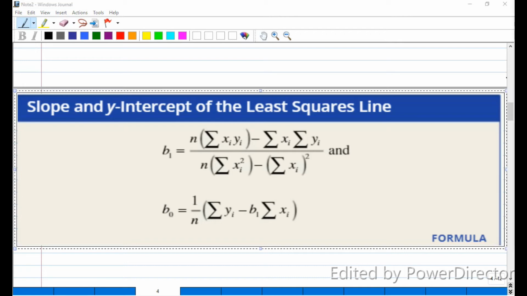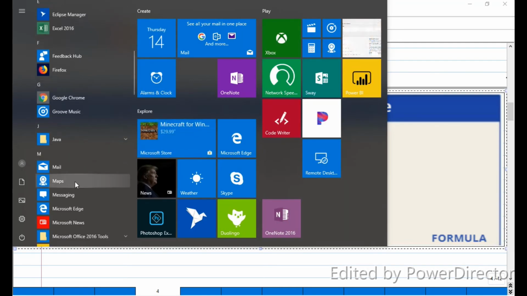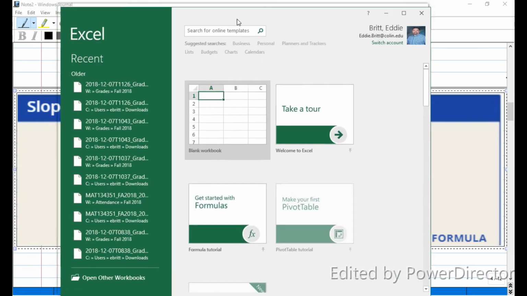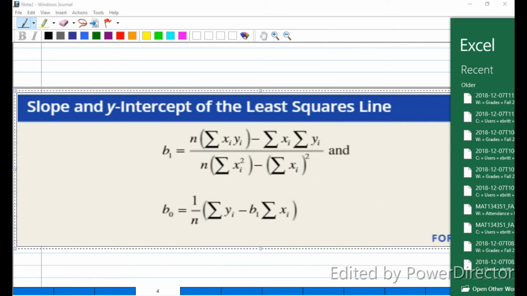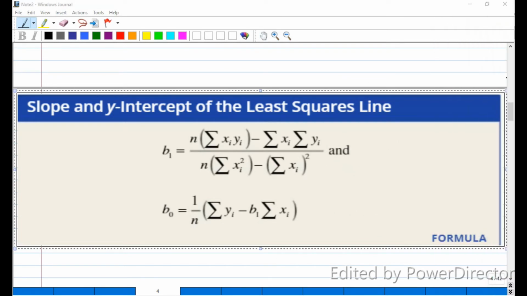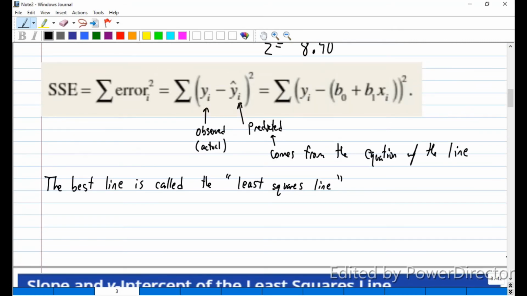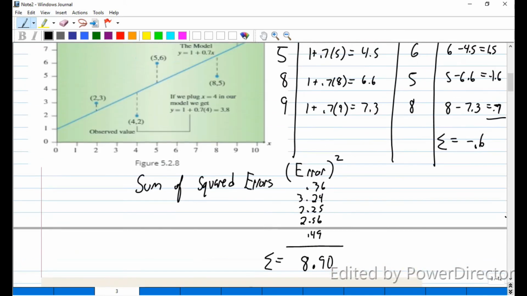All right, so it's not too bad, even though it looks kind of bad. It's just a lot of number crunching, a lot of calculations. Now, again, in Excel, I showed you how to do a little bit. So let me put the values from that table in Excel and remind you how to use Excel to find our b sub 0 and our b sub 1.